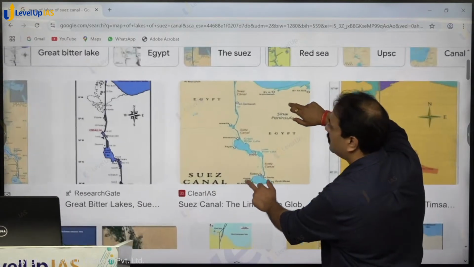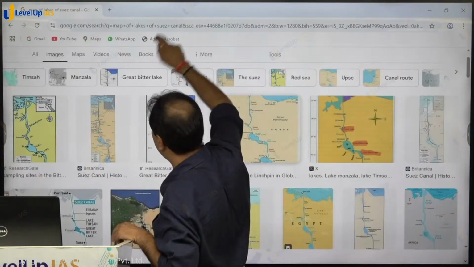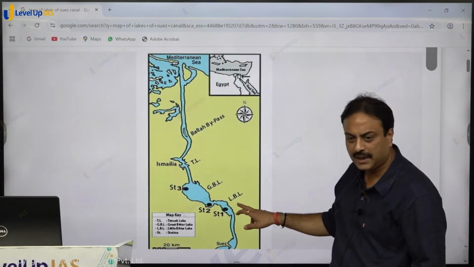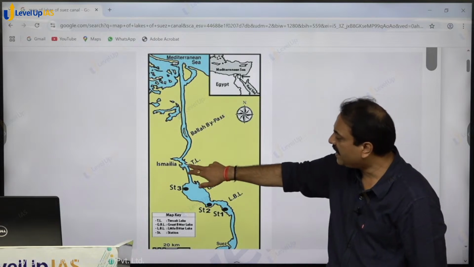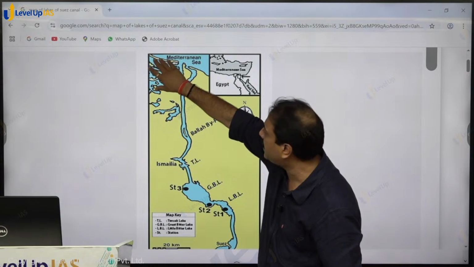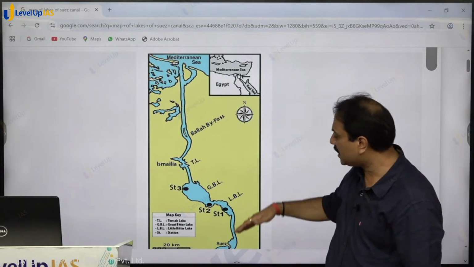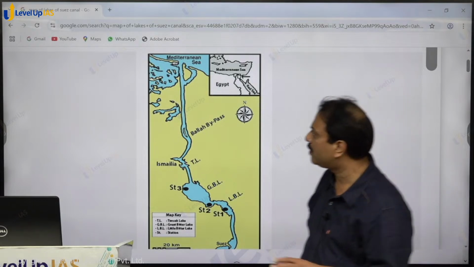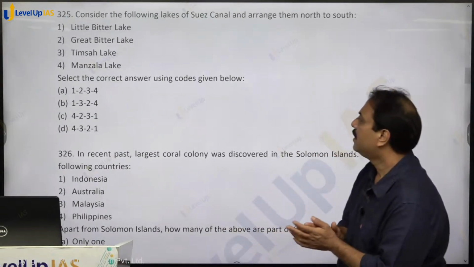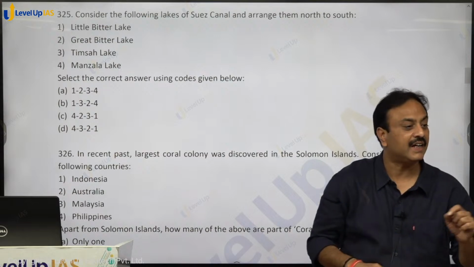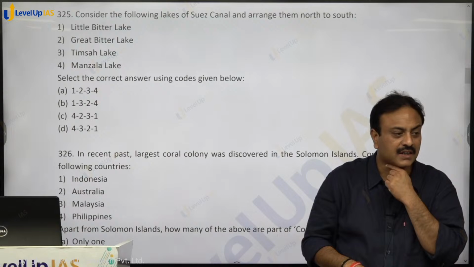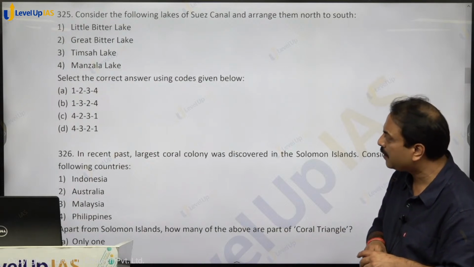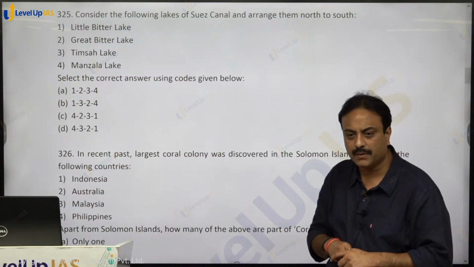Any map, have a look. See over here. Little Bitter Lake, Great Bitter Lake, this is Timsa Lake, and here in the north over here, this one is Manzala Lake. So it starts with Little Bitter, Great Bitter, Timsa, Manzala. So this canal passes through these lakes. Port Said is in Mediterranean, that is the Suez Canal port. So for the correct answer, you have to arrange north to south. North will be Manzala, then Timsa, then Great Bitter, then Little Bitter. 4, 3, 2, 1. Option D, D for dog, shall be the right answer.